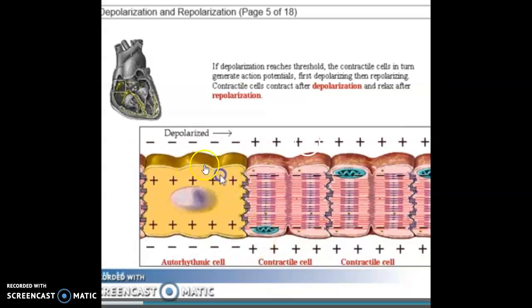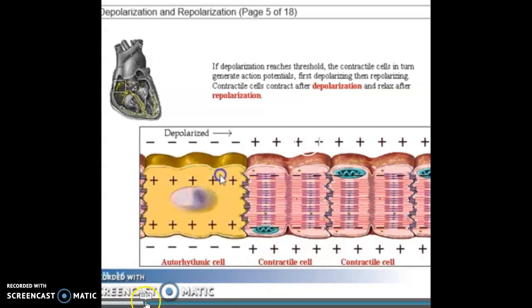Okay, so notice when we depolarize, that's because positive ions rushed in, so now the charge right around the membrane becomes positive because so many positive ions rushed in. Okay, so our depolarization started in our autorhythmic cell, but that spreads to the next cell.